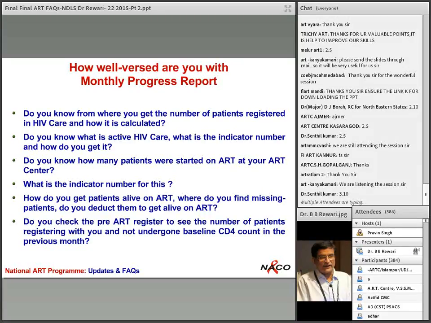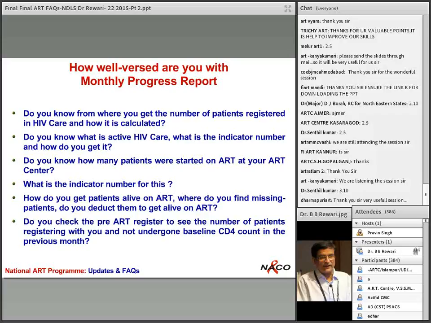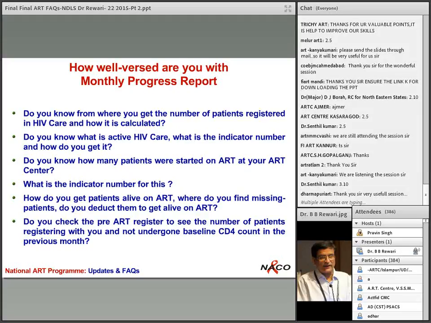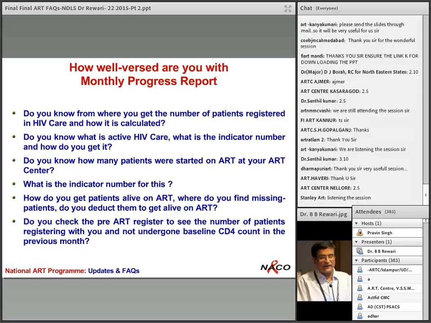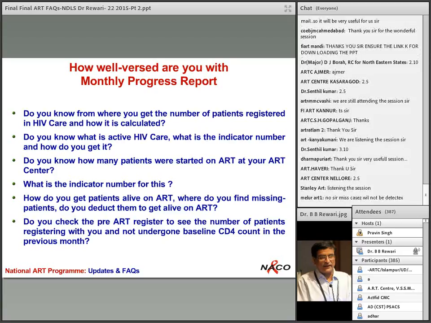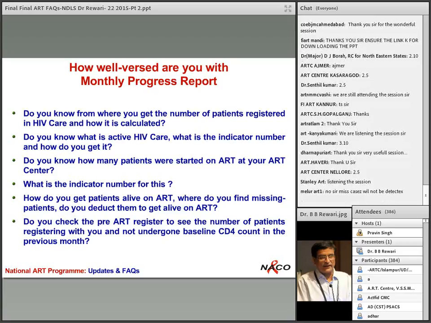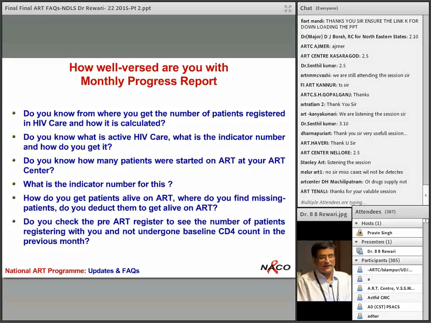Every week or every month you get 30 to 50 to 100 to 5 patients in pre-ART care depending on the patient load in different centers. Does the medical officer or the senior medical officer ever look at the pre-ART register to see column 20, whether all these patients have undergone baseline CD4 count or not? Just think over, are you doing this or not?